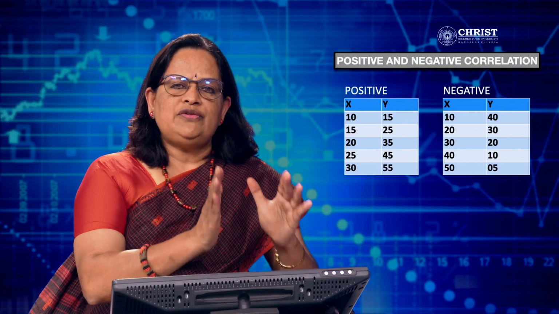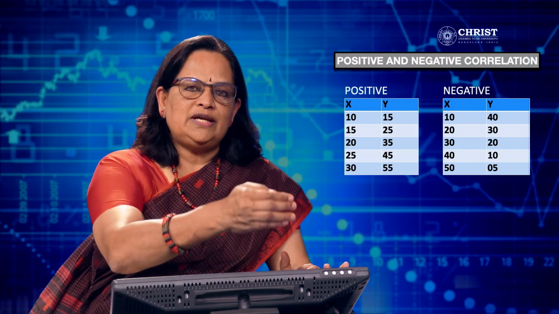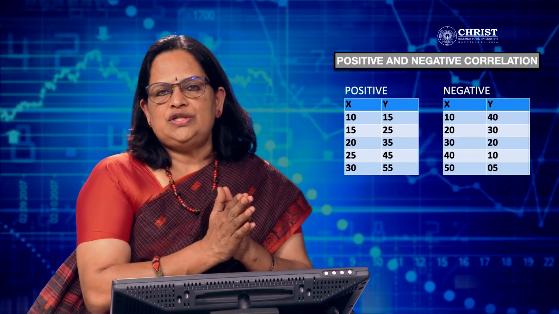Now, I am giving an example for positive correlation and negative correlation. The first set of data is positive correlation. You can see the values of X: 10, 15, 20, 25 and 30. 5 is the increase. The other set of values Y: 15, 25, 35, 45 and 55. 10 is the increase. So one set is increasing, the other set is also increasing. That means it's positive correlation.